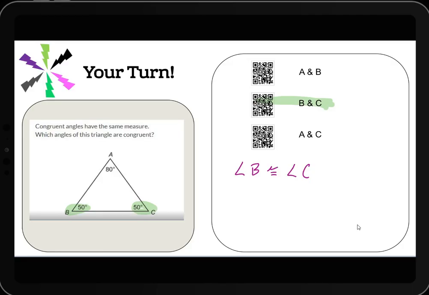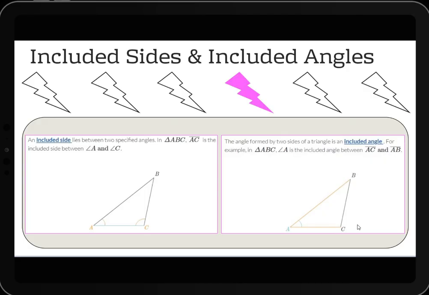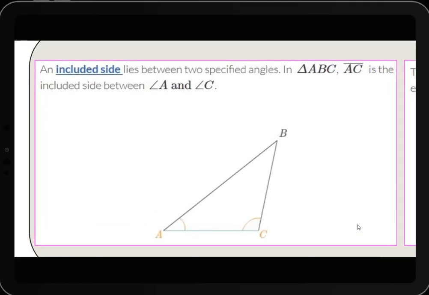So we looked at an example of sides and angles. Now let's go ahead and look at some vocabulary involving the word included. We have two different diagrams to look at. So let's focus first on the segments. When you have an included side, it lies between two specified angles. You can see in the triangle below that the segment AC is the included side, and the angles are labeled with arc marks.